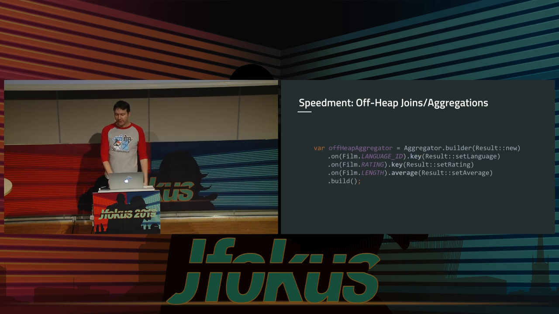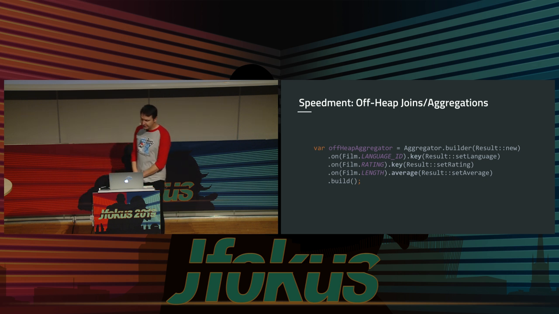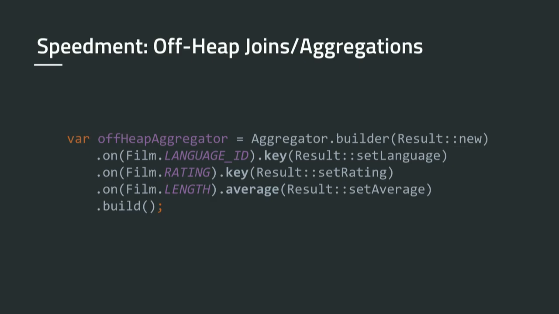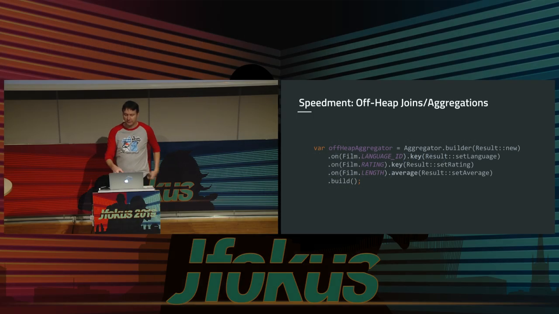And we can also have aggregators. In this case, we have an off-heap aggregator that we have a builder pattern for. For example, we have the language ID as a key, and we have a rating as another key, and then we want to compute the average length. So this operation will also be off-heap, and then we use the setters provided in the key and average operation, as an interface, to bring it back off-heap. And usually the resulting aggregation is much, much smaller than the actual items we're working with. So this will not create any intermediary objects when we run the actual aggregation.